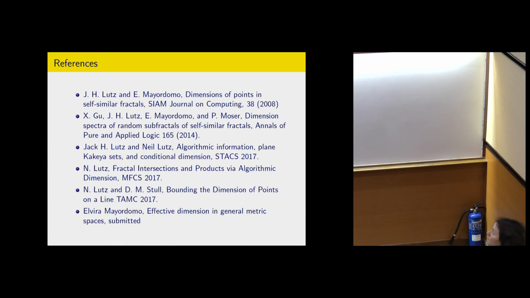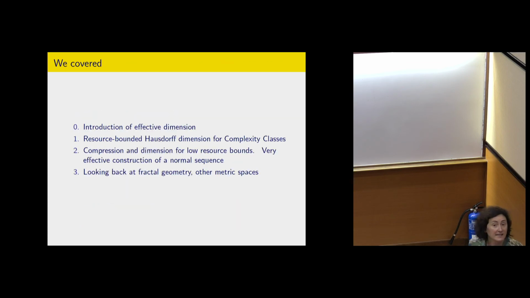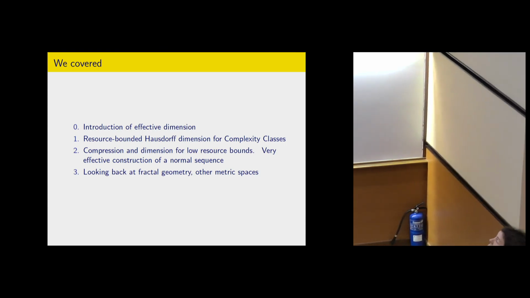I didn't have time to talk about other spaces, but all this makes it interesting to look at other metric spaces. You can also have this Kolmogorov complexity characterization plus point to set principles. I just wanted to stop here. I tried to give you an overview of effective dimension. Please keep in mind I was especially interested in resource-bounded effective dimension because next week we're going to have a whole week of algorithmic randomness, in which I'm sure the more computability-oriented effective case is going to be covered.